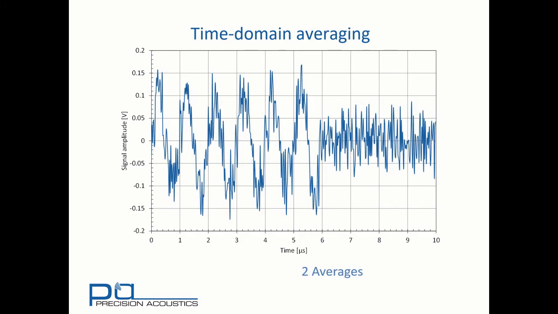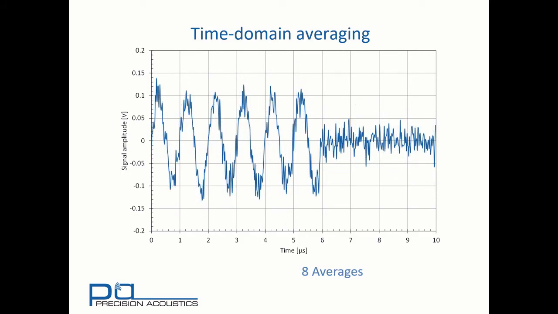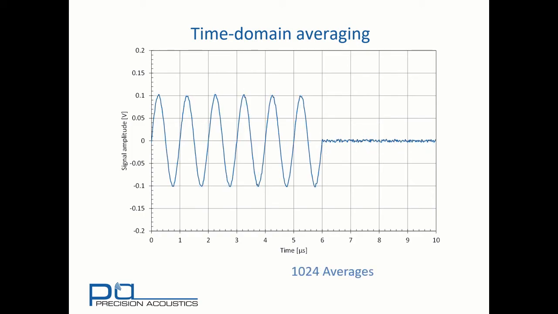Here we can look at 2, 4, 8, 16 averages. So you can see a considerable improvement in signal-to-noise ratio. However, it becomes a law of diminishing returns. To get a reasonably clean signal, we now need 1024 averages. And to be absolutely sure of the signal's amplitude at 0.2 volts peak to peak with negligible noise, this required more than 20,000 averages.